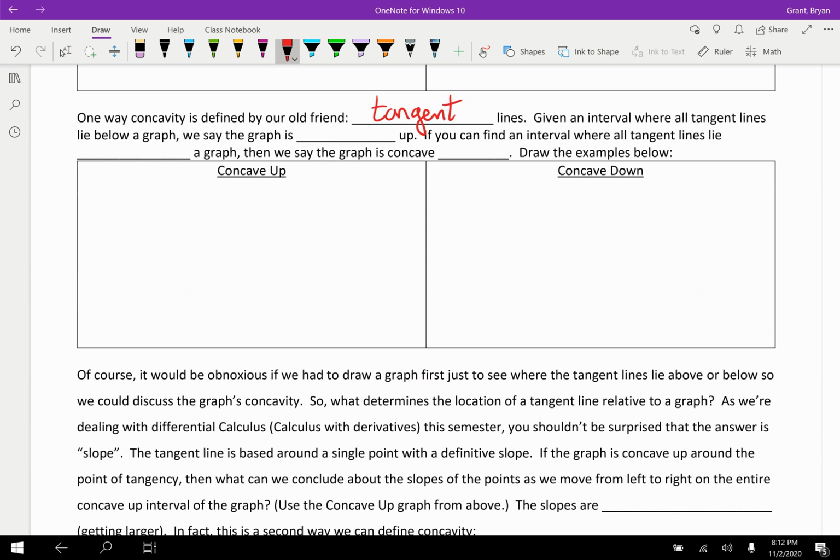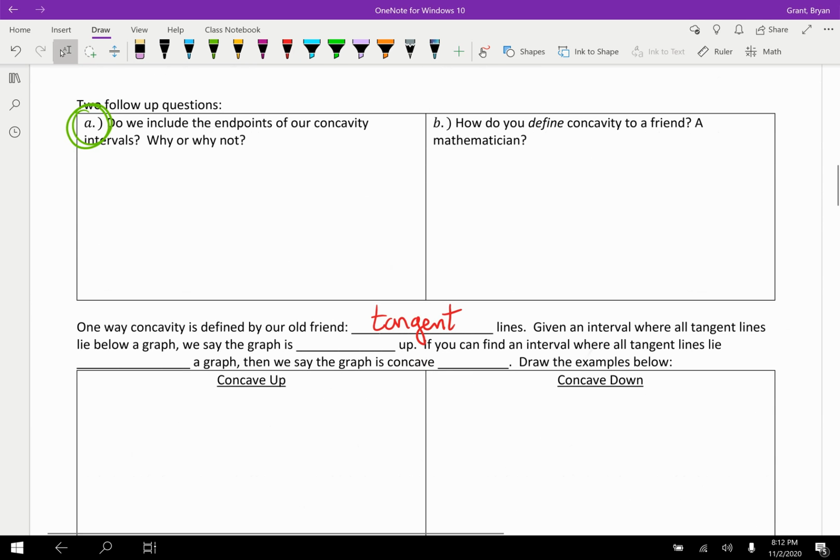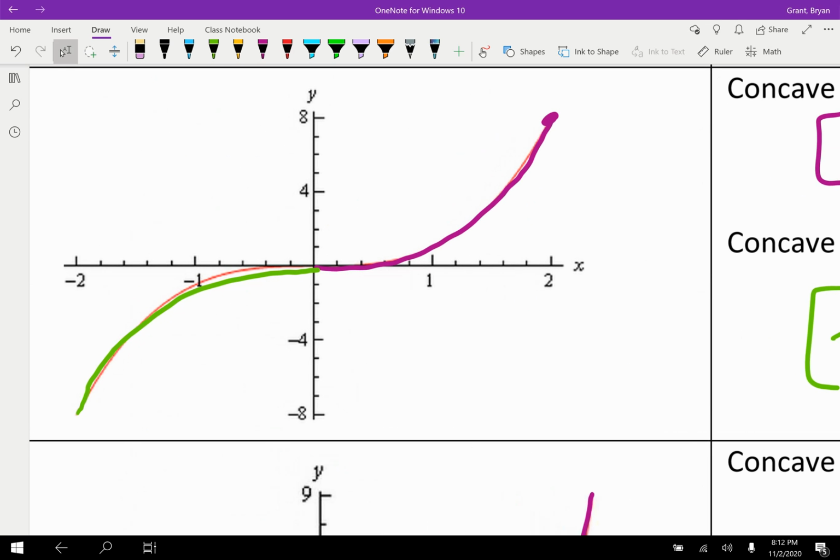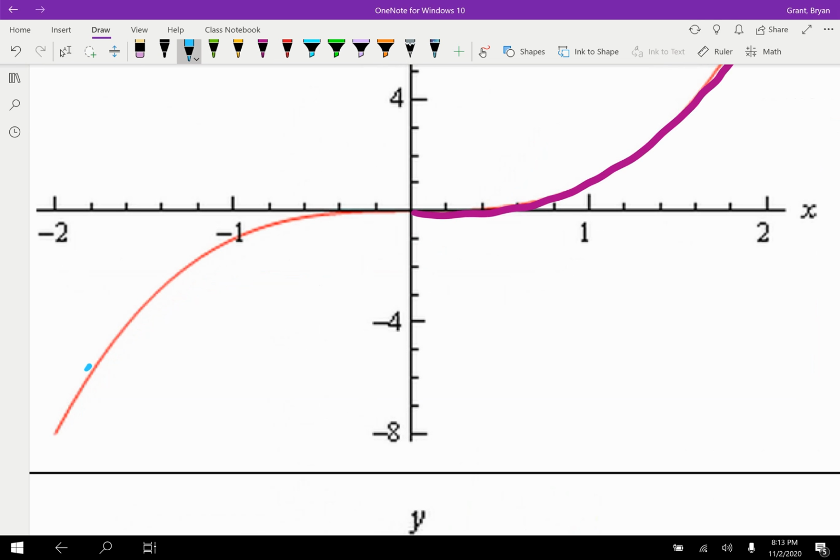Well, imagine if we found an interval where all the tangent lines lie below a graph. In fact, let's use this graph over here on the previous page. You don't need to turn the page, nothing too terrible. And I'm going to use the blue line to represent a tangent line. Well, if you start writing a few tangent lines, for example, if I do one tangent line, and this always looks weird with a graph because I can't really zoom in super far, you lose sight of the graph.